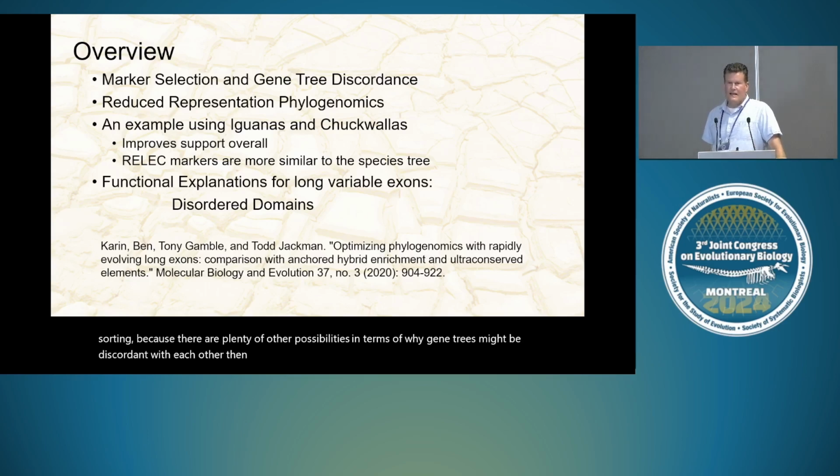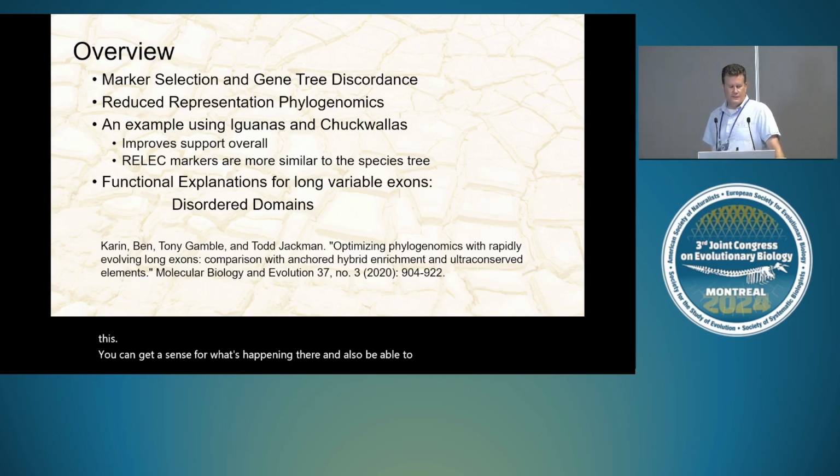Then I want to present an example using our expanded relic data set that involves iguanas and chuckwallas in a paper that should be published very soon. So you can get a sense for what's happening there and also be able to compare different genomic subsets.